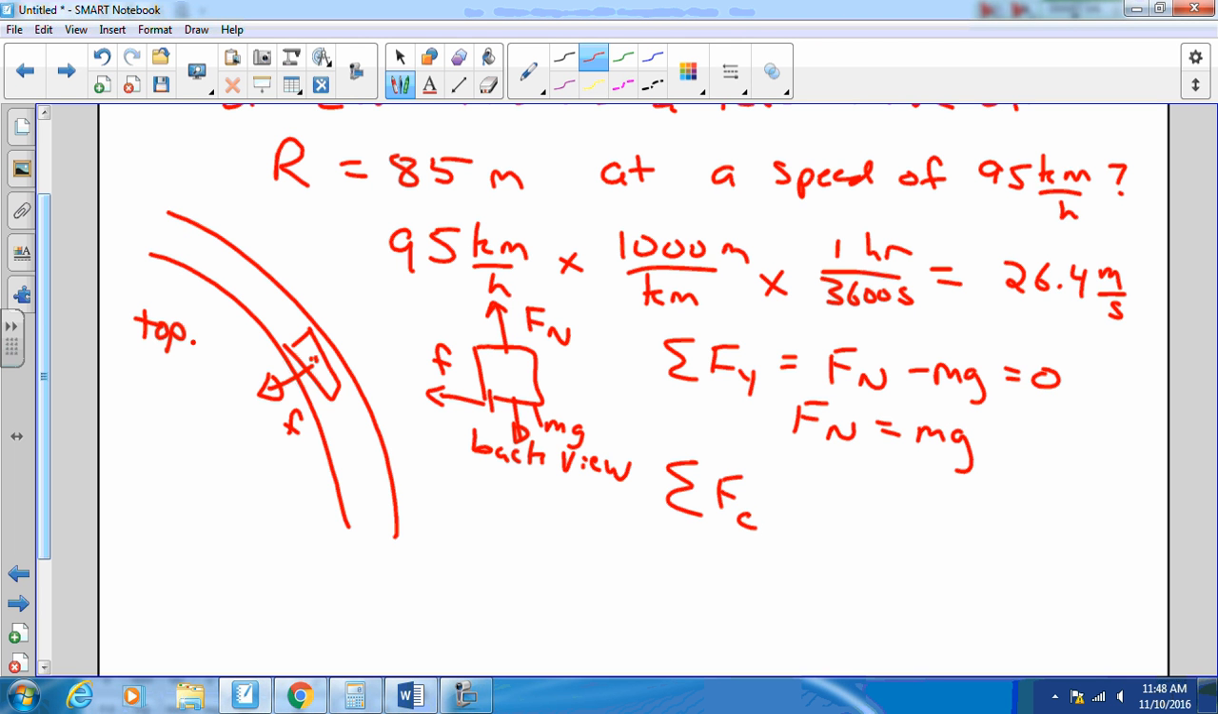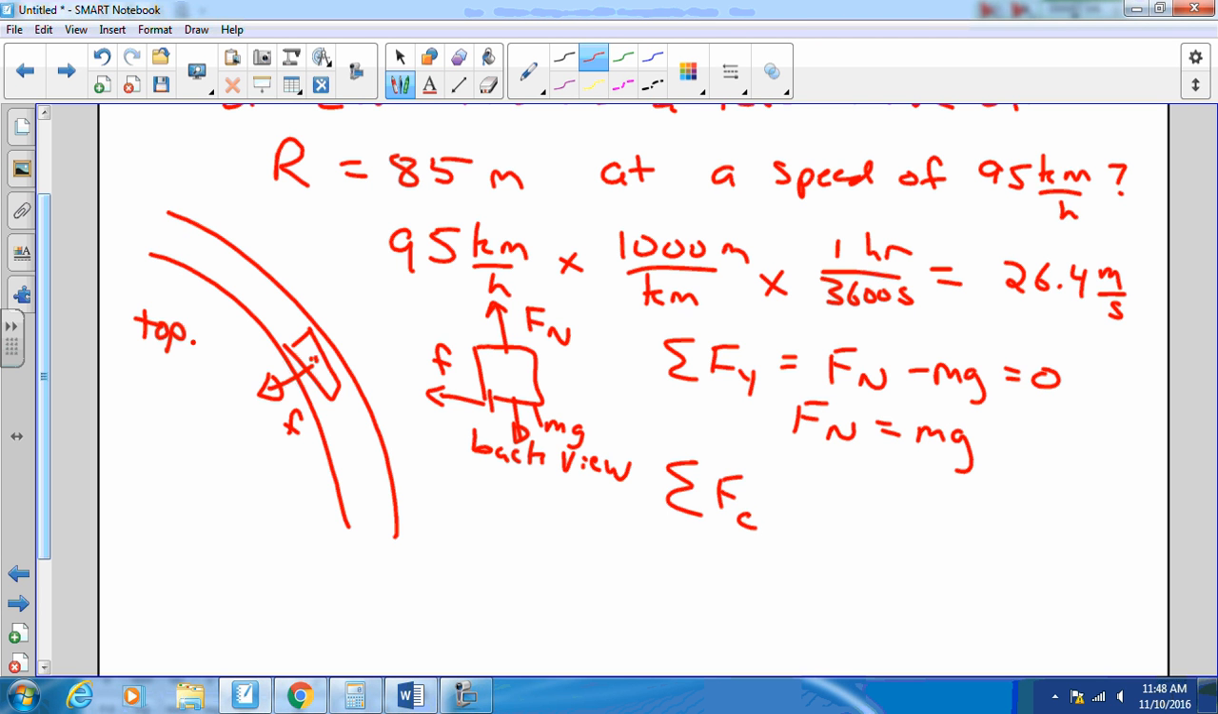If we do the sum of forces in the centripetal direction, notice how I'm labeling that as Fc rather than Fx, because as the car goes around like so, my direction is continually changing. But what is always true is that the friction will be pointed in towards the center. So I'm going to let my axes float, so to speak, so that my direction towards the center is always the direction towards the center. That's a centripetal point of view.